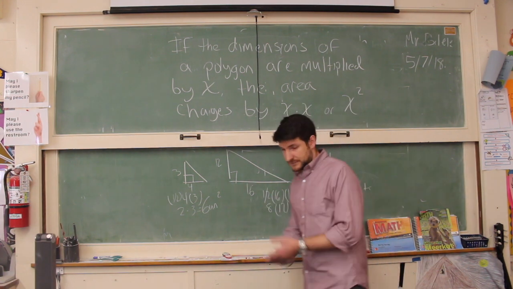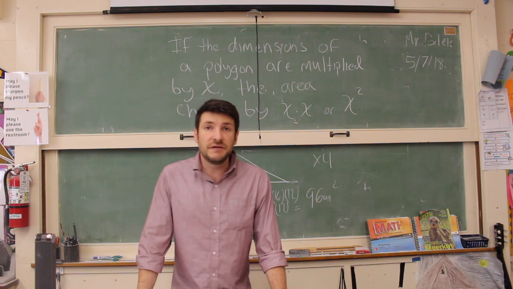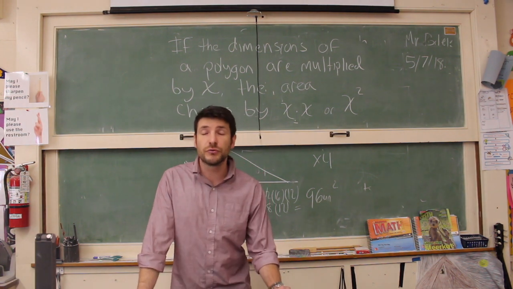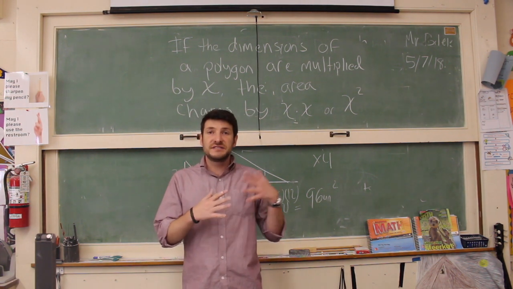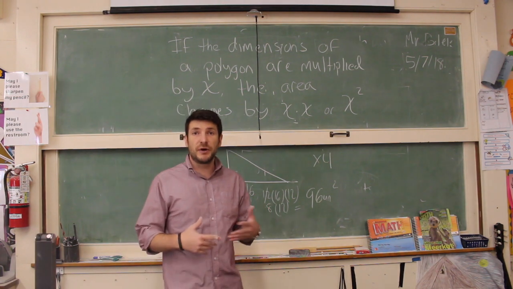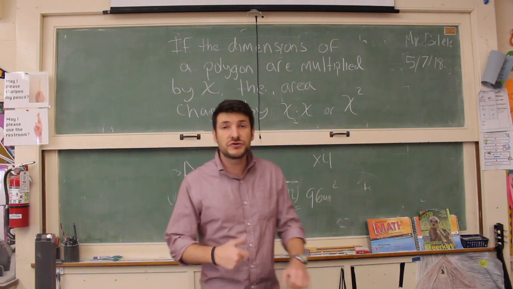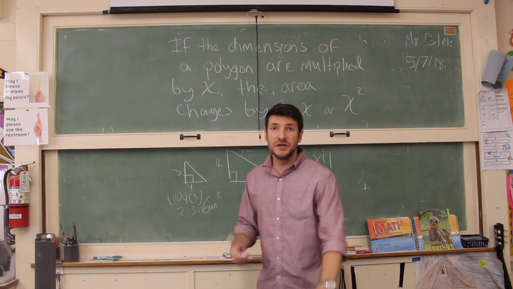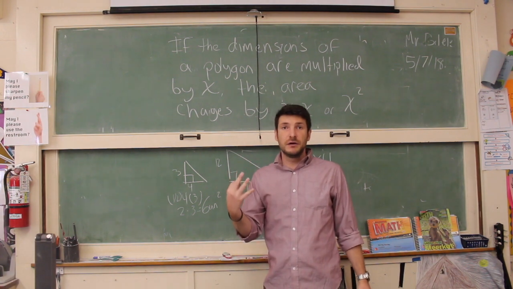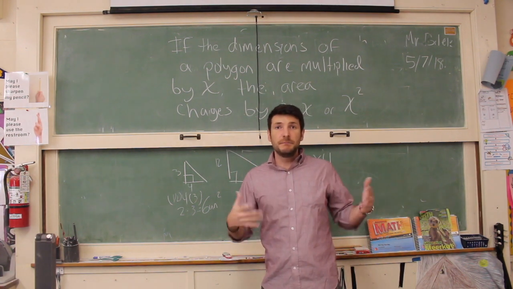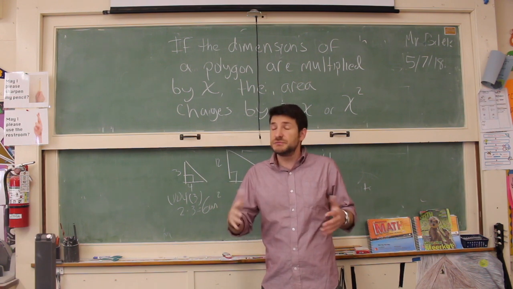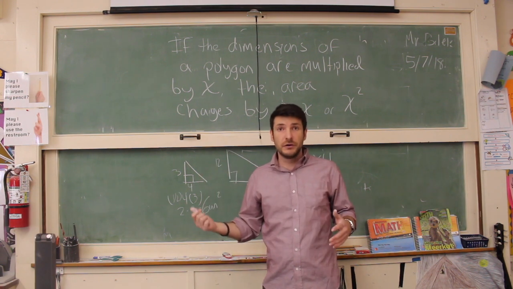In conclusion, if you're trying to find your new perimeter and you've multiplied the sides by 2, simply multiply your perimeter by 2. If you're trying to find your new area and you've multiplied the sides by 3, multiply your new area by 3 times 3, 3 squared, which is 9.